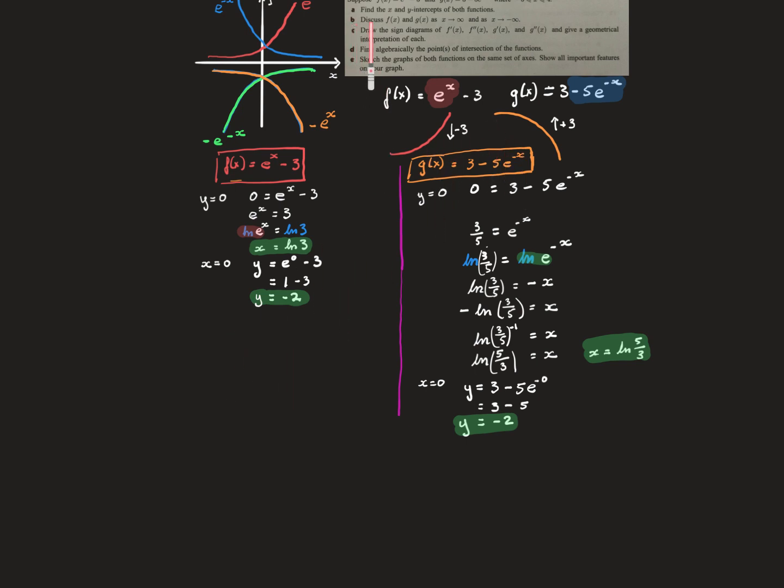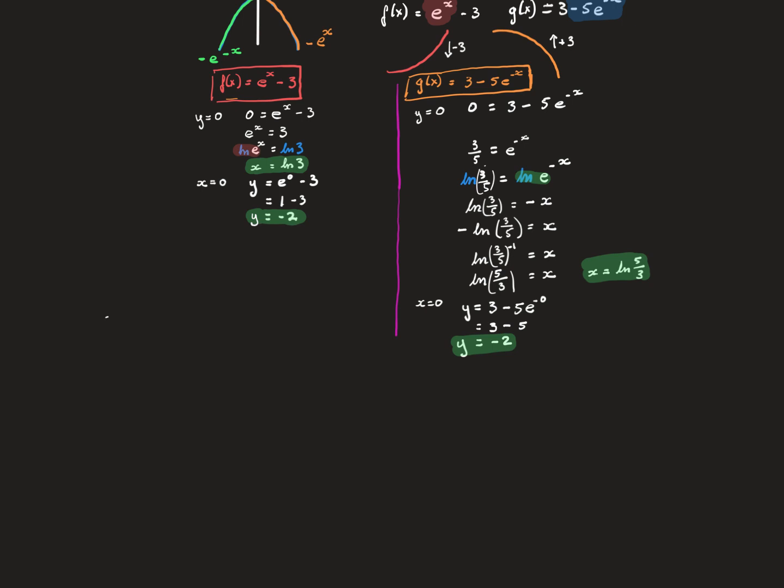Part (b) is to discuss the functions f(x) and g(x) as x goes to infinity and as x goes to negative infinity. To do that, let's just imagine a scale, and on that side the x's are going to infinity, to very high positive numbers, and on this part here the x's go to negative infinity. What is actually happening to the function as it goes up and down?